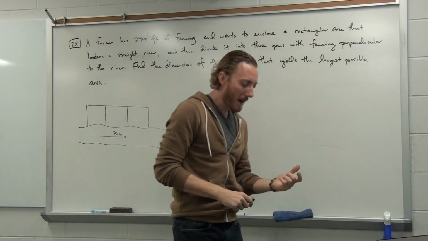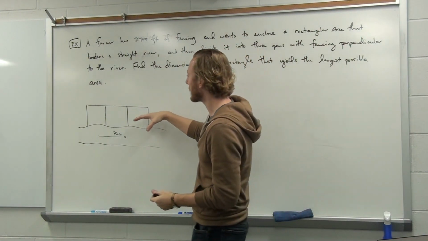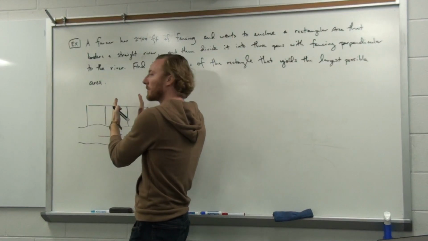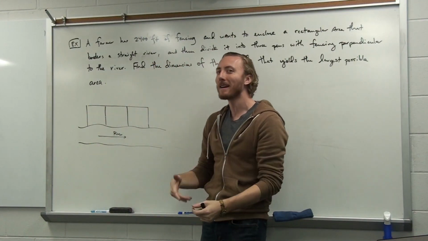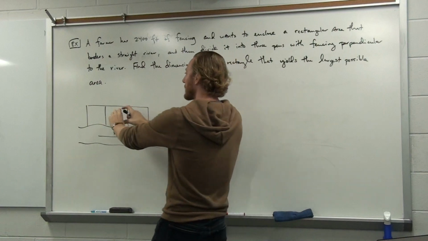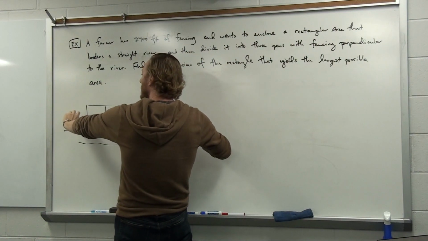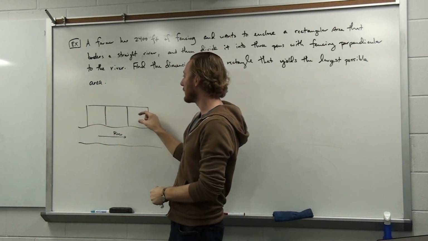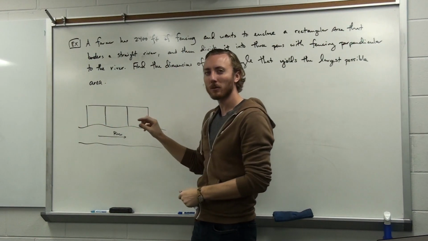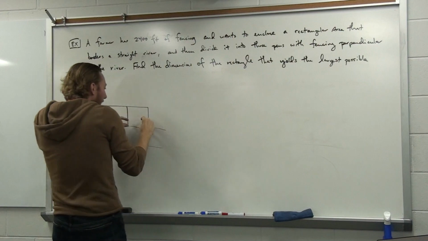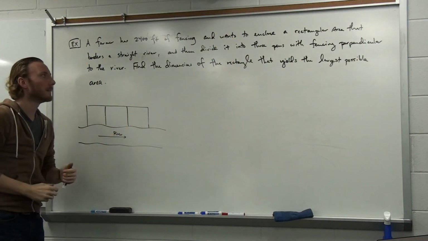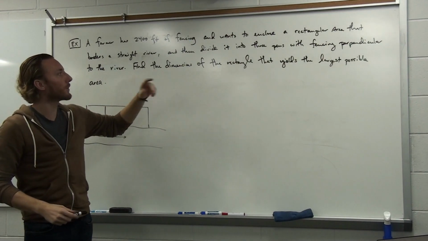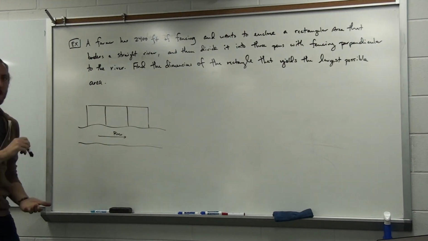And now here's what you could imagine. If you build this fence super deep into the property, the pens would be very narrow and might not have a lot of area. If you build this pen very wide, not very deep into the property, along the river, the amount of area in your pens would also be very small because it would be very sort of thin. So the question is, what are the dimensions of the rectangle that yields the largest possible area?